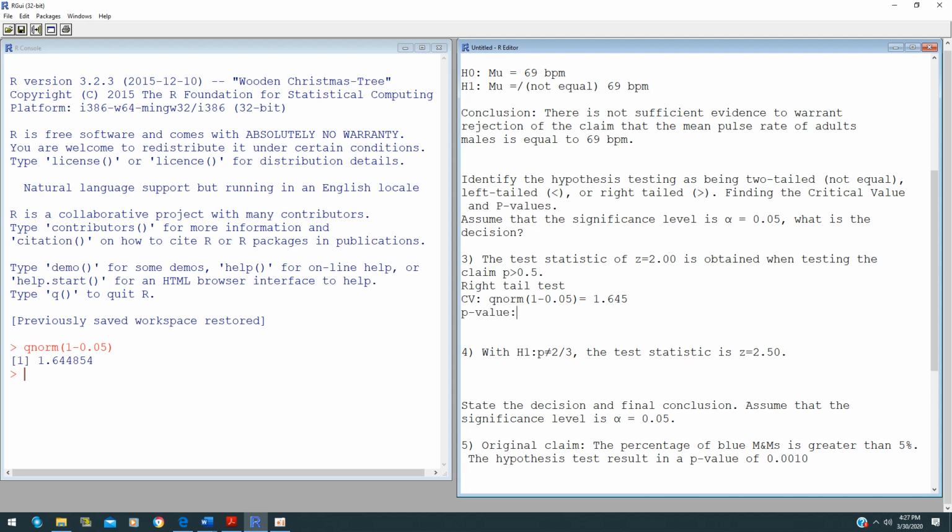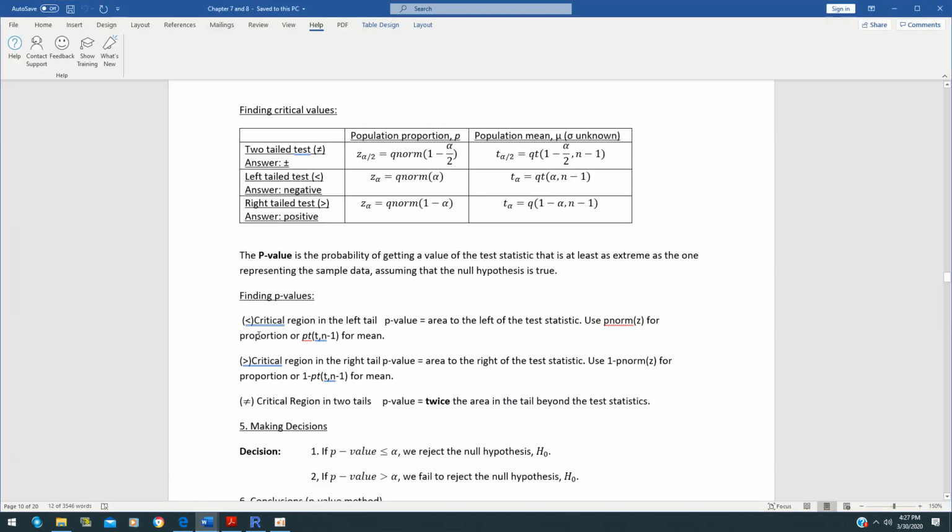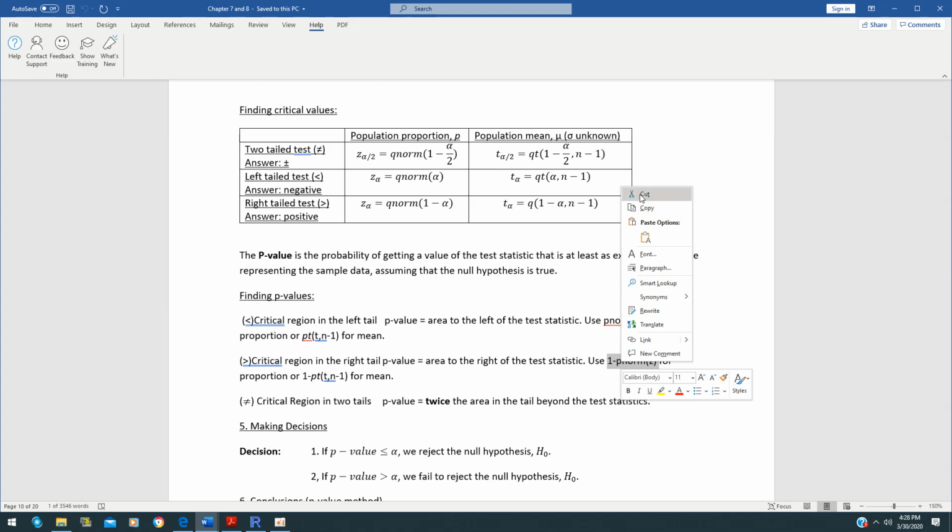Now we need to find the p-value. In order to find the p-value, you also have to use the notes down here. You have to figure out whether it is a left, right, or two-tailed test. This is a right tail since we have greater than. Then you use 1 minus pnorm of z for proportion, or 1 minus pt of t with n minus 1 for mean. Since we have a proportion, the p-value is going to be 1 minus pnorm of z.